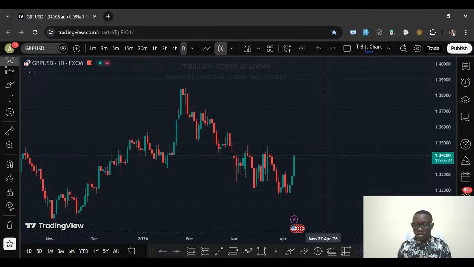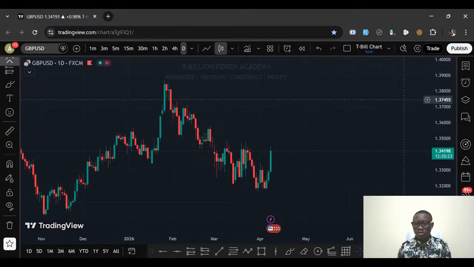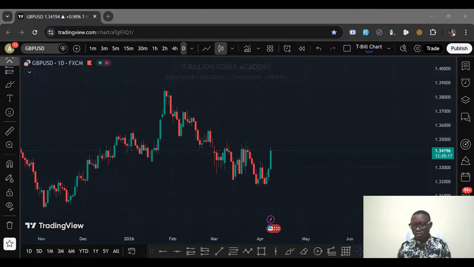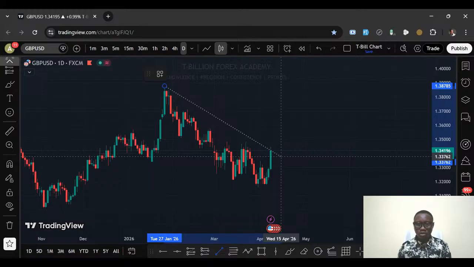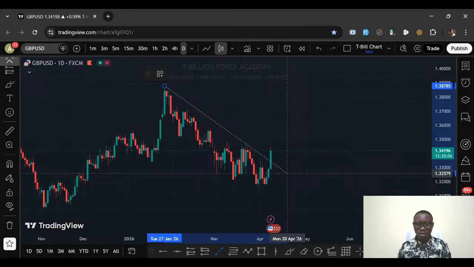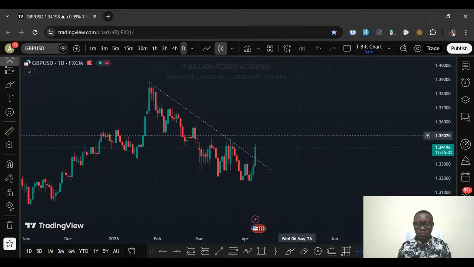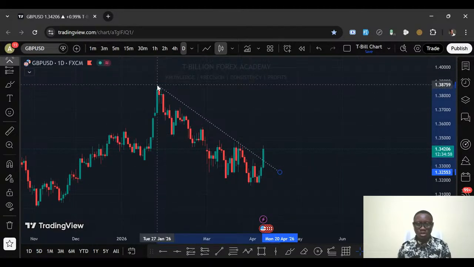All right, so let's begin our analysis from the daily time frame. As you can see, obviously we are still bearish on GBP USD. Let's put up our trend line. So we're still bearish on GBP USD.